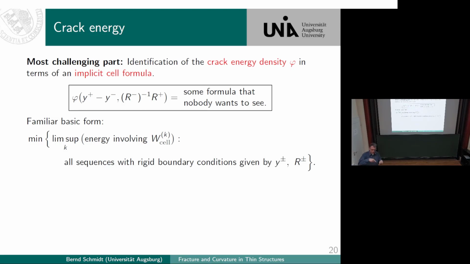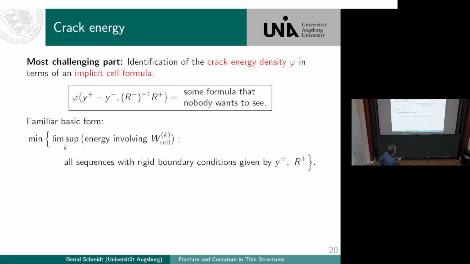You need to blow up. You have to go where the crack or the kink happens, blow up, and then associate some blow-up cell problem where you have fixed boundary values given by these values here. So fixed to the left, fixed to the right, and then you let the energy decide what is some optimal way.